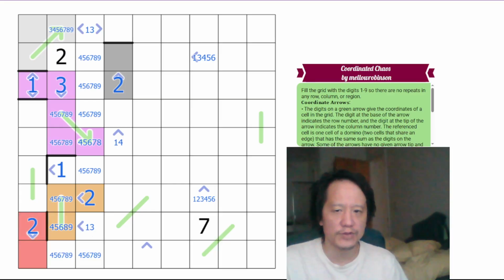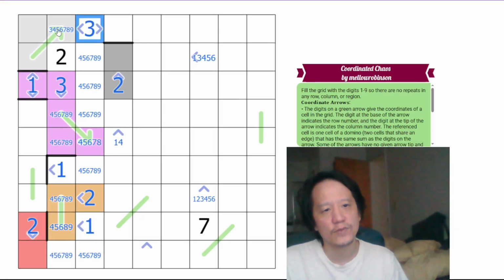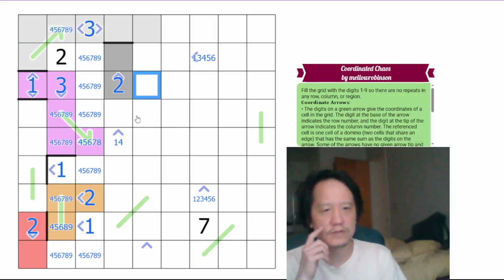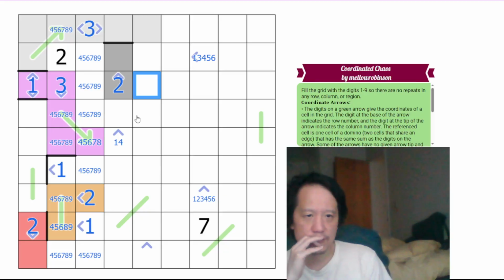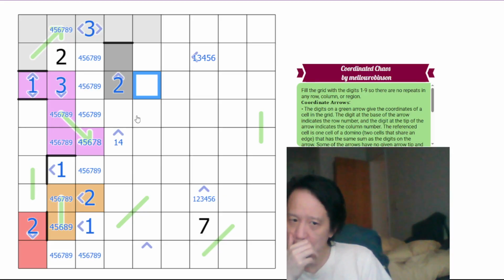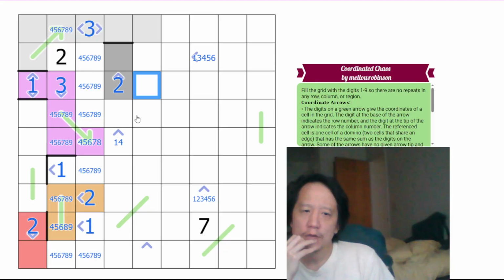Therefore, this can never be 3. Therefore, this is 1, which makes this 3. So this can't be 3 there. This must be C, all of these cells. That works so far. Okay.